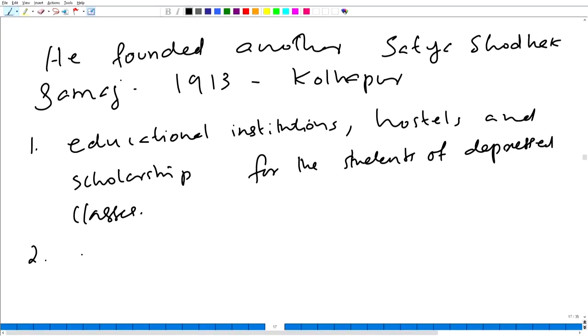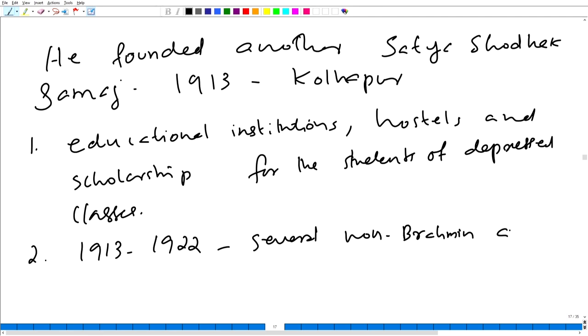Secondly, during the period between 1913 and 1922, he actively associated with several non-Brahmin and Kshatriya caste conferences. Between 1913 and 1922, he attended a number of non-Brahmin, Kshatriya caste conferences.